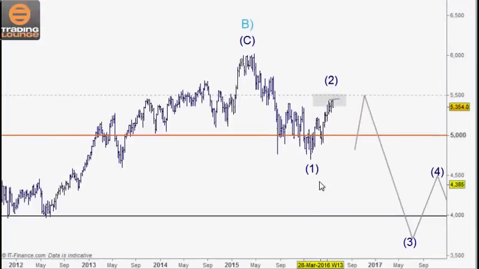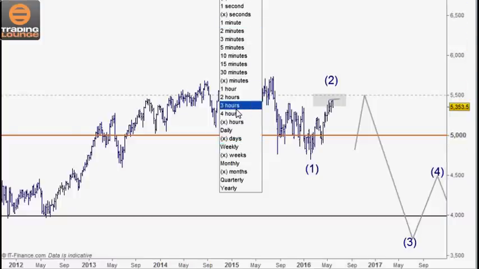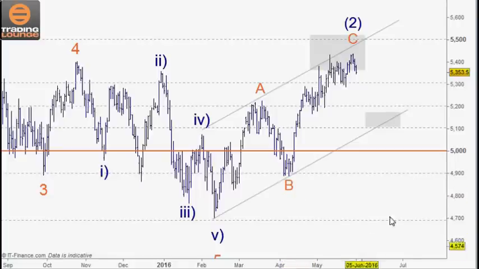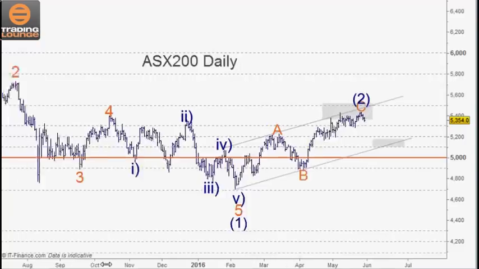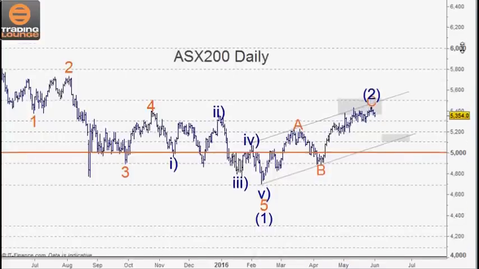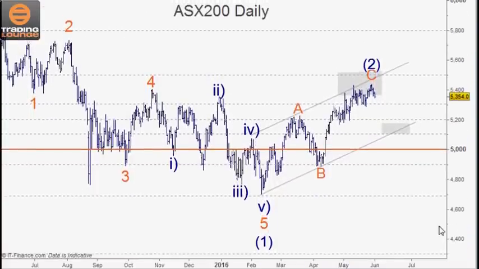So we were looking for this to move down as wave 1 into the 50-60% area, which we've got. And then we were looking for 3 waves up here as an A, B and C. And if I go to the daily chart now, we can clearly see that the move up into this 50-60% area has done its job, hasn't it?